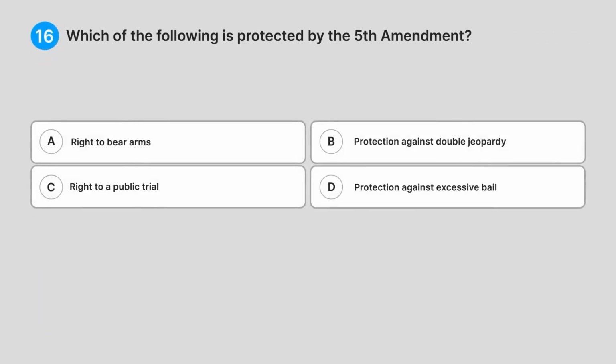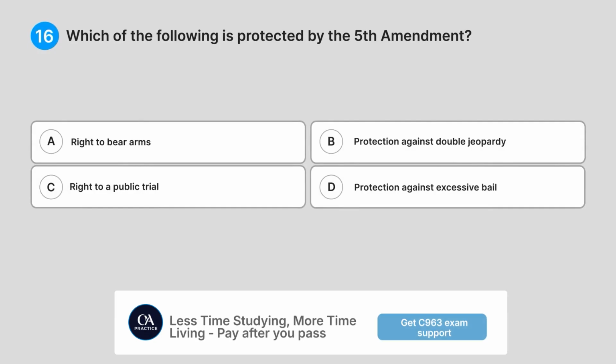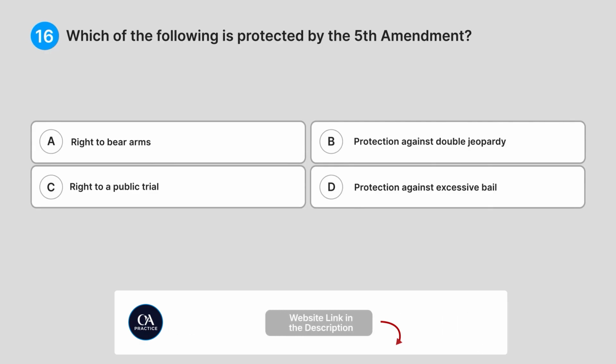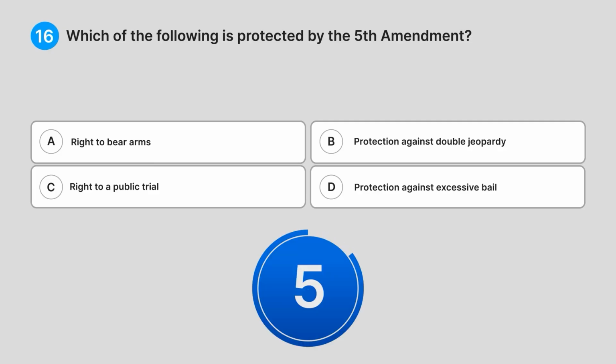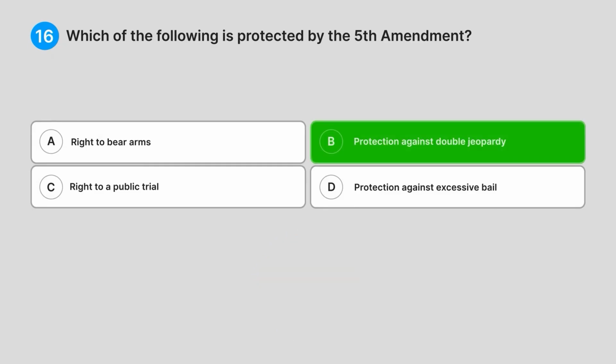16. Which of the following is protected by the Fifth Amendment? A. Right to bear arms. B. Protection against double jeopardy. C. Right to a public trial. D. Protection against excessive bail. Can you guess the answer? Correct answer, B. Protection against double jeopardy.